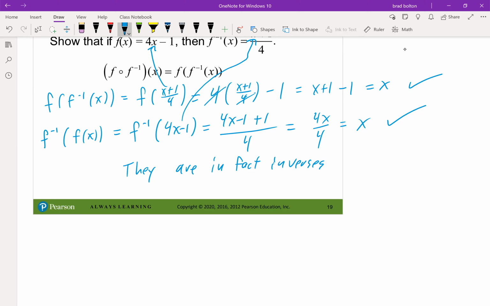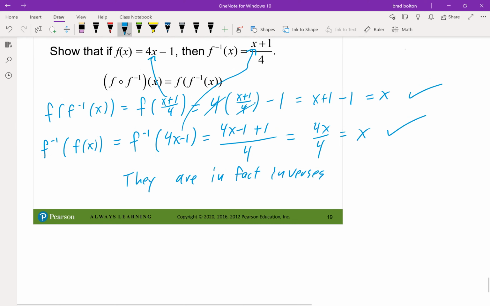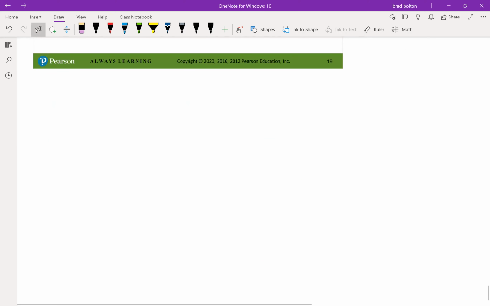Because they are inverses, we know that they are reflections across the y equals x line. They're mirror images of each other across that line. We know that the domain of f will become the range of f inverse, and the range of f will become the domain of f inverse. So we know all of that just from having proven that they are inverses of each other.